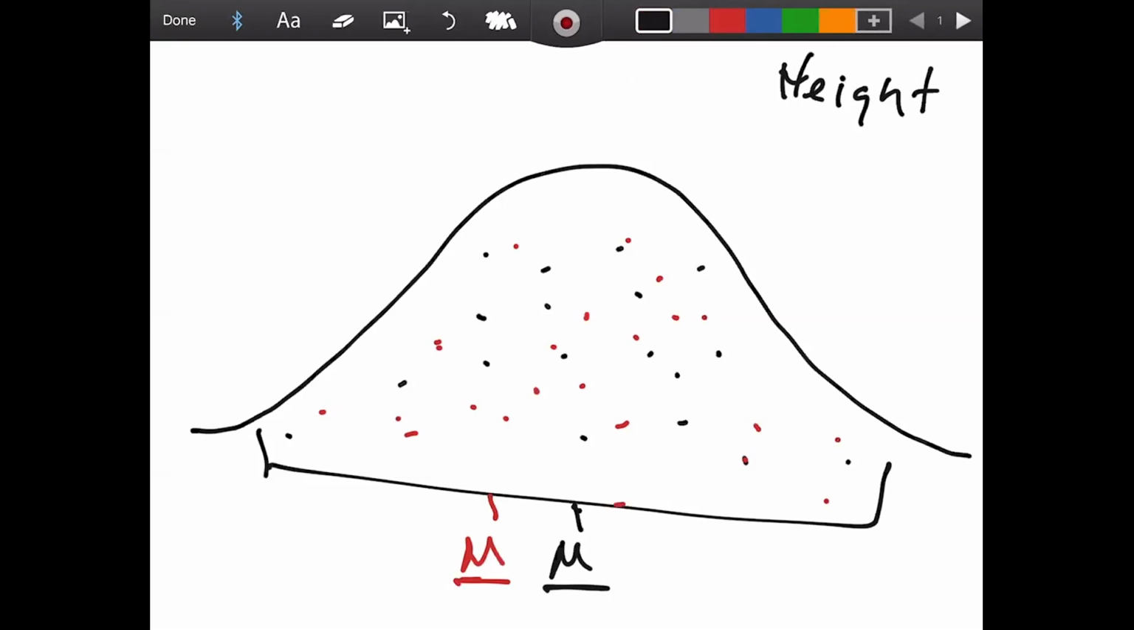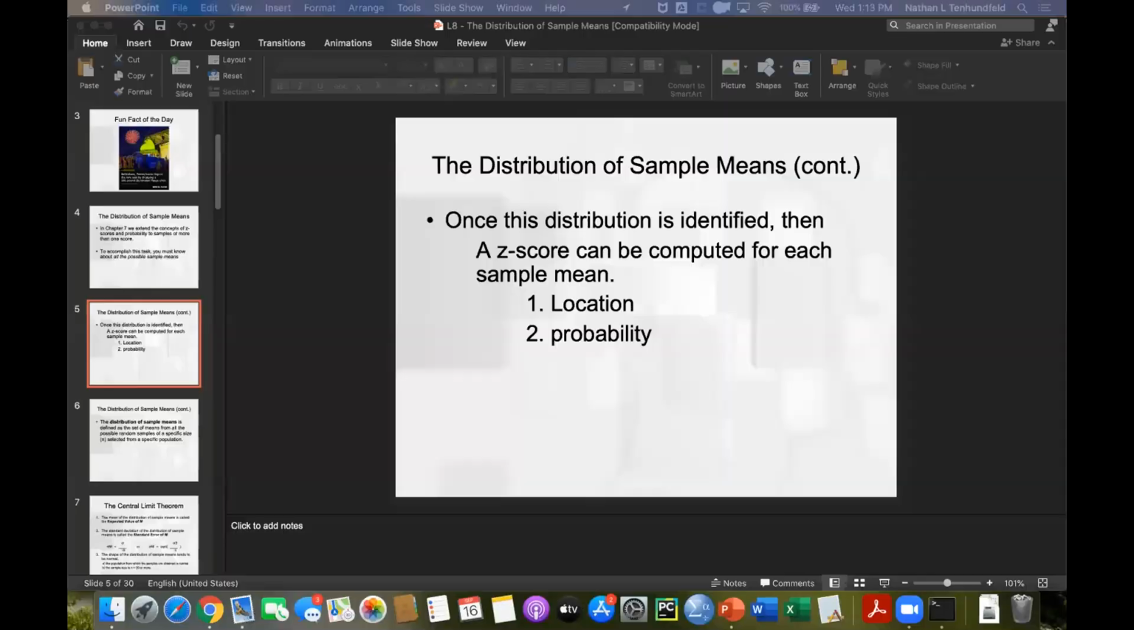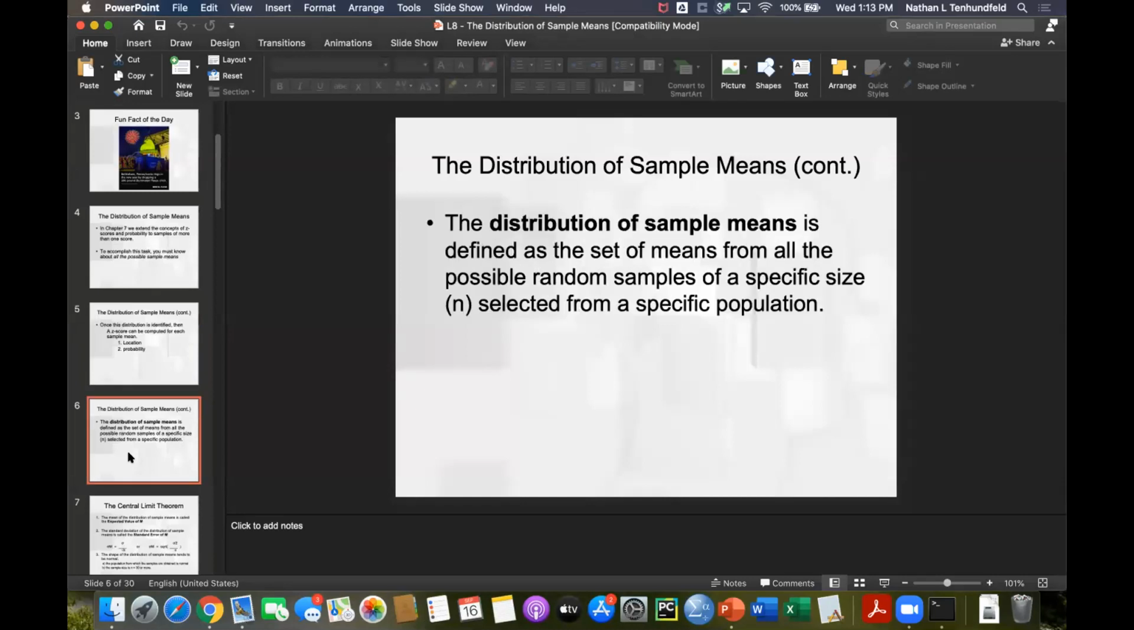And so the distribution of sample means is defined as the set of means from all the possible random samples of a specific size from a specific population.